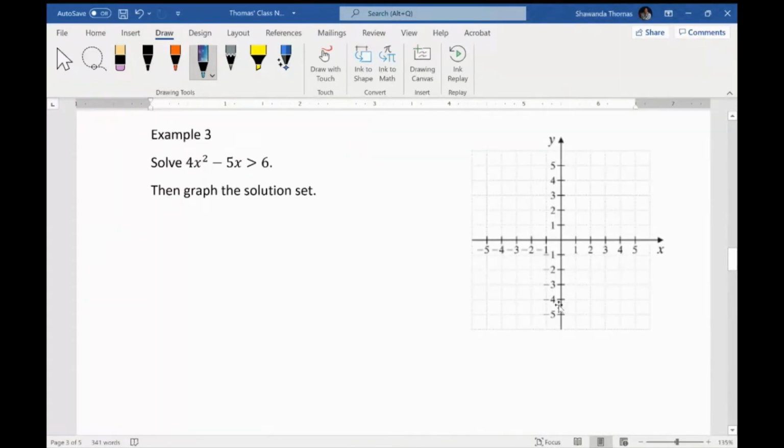Example 3. 4x squared minus 5x greater than 6. What do you think we need to do first? Subtract 6 from each side. Very good. Subtract 6. So let's do that. Subtract 6 from both sides. We get 4x squared minus 5x minus 6 greater than 0.